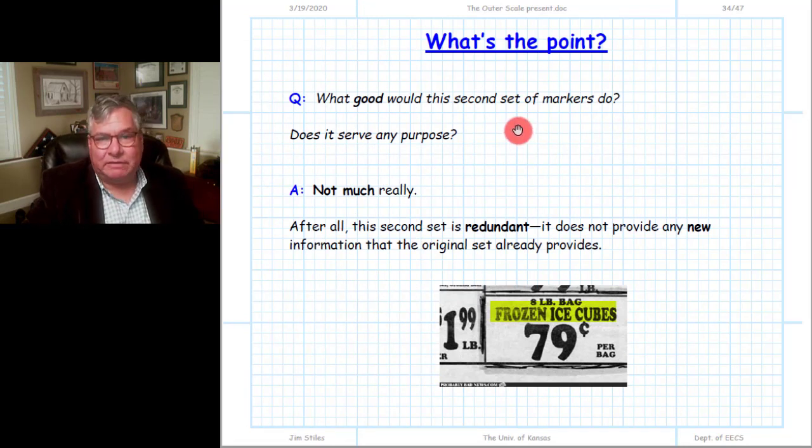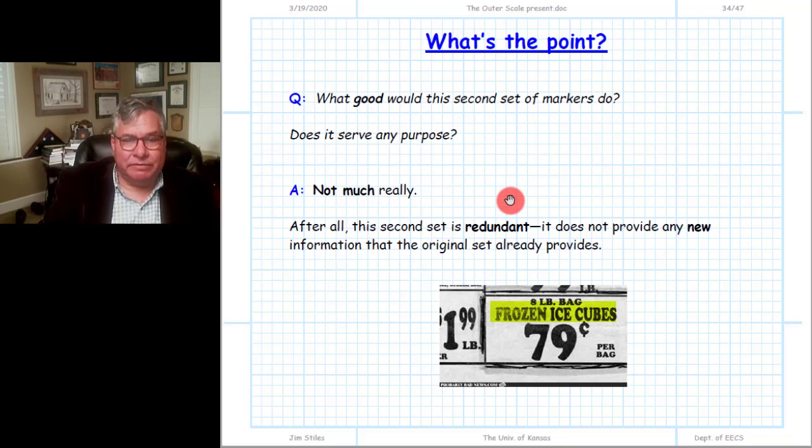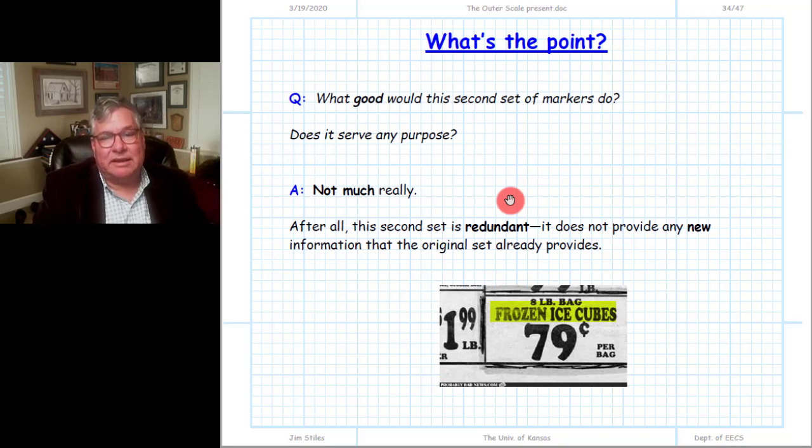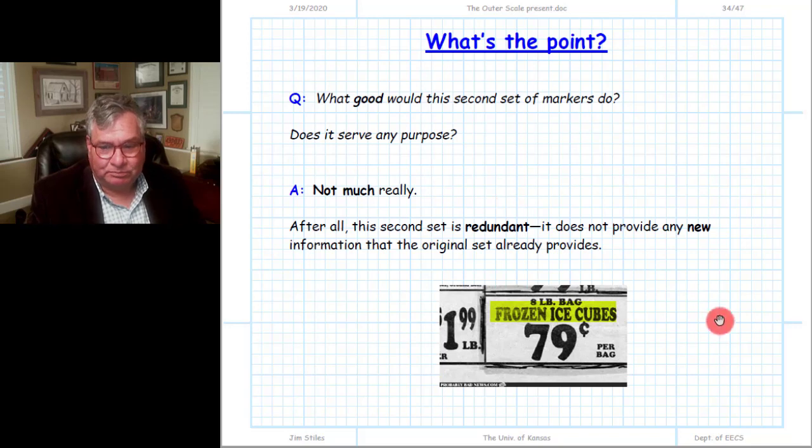What's the point of this second set of mile markers in this case? Does it really serve any purpose? Well, not really. This second set of mile markers, beginning at Kansas City and increasing as we move westerly, would be completely redundant with the original set of mile markers. We could have one or we could have the other. It doesn't seem really necessary to have both. And it is true they are, in fact, redundant.